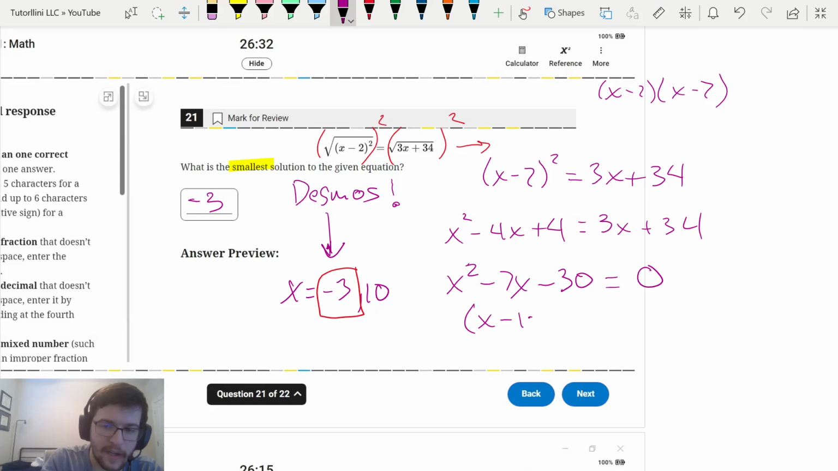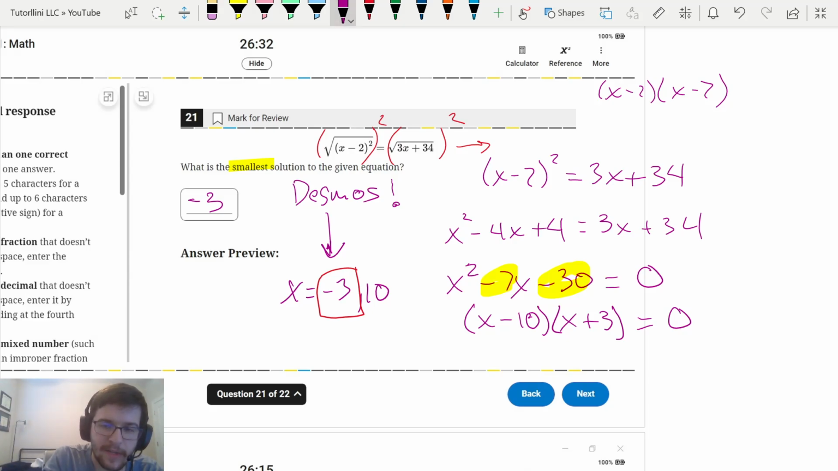And then, if we factor this, we get x minus 10, x plus 3. Write two numbers that add to minus 7 and multiply to minus 30. So negative 10 plus 3 is negative 7, and negative 10 times 3 is minus 30.